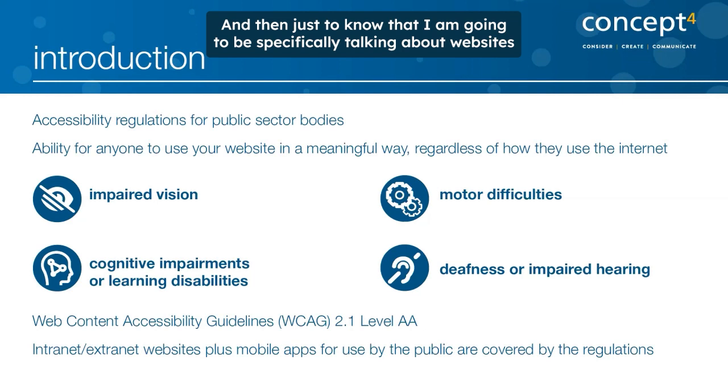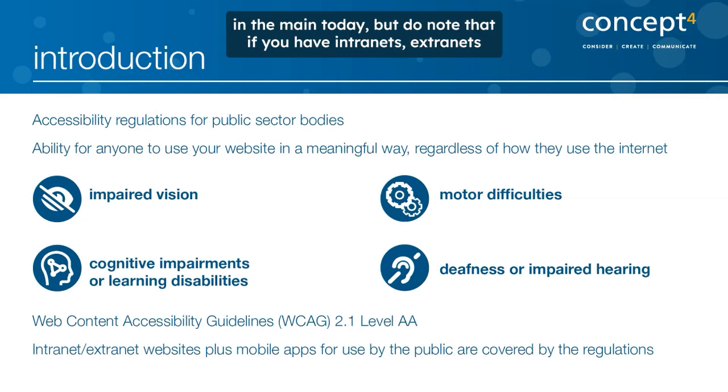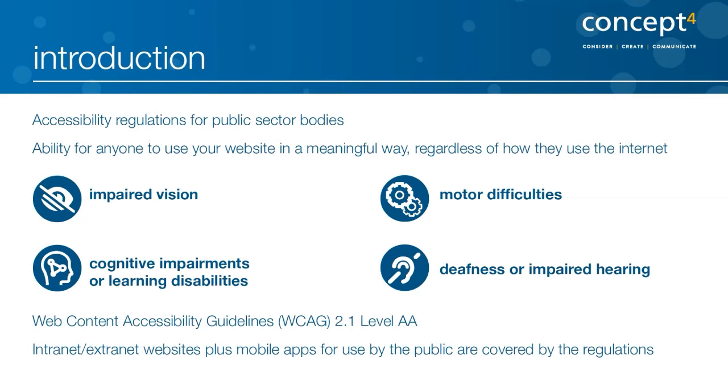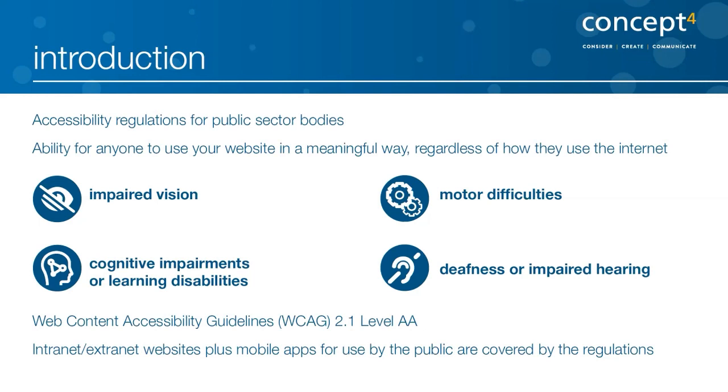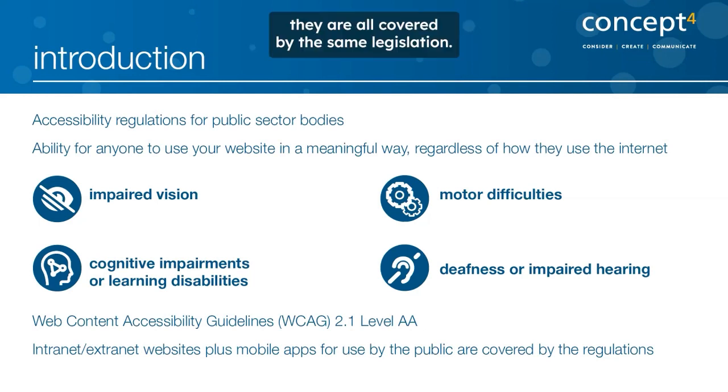And then just to note that I am going to be specifically talking about websites in the main today, but do note that if you have intranets, extranets, websites that feed off your main website or a mobile app, they are all covered by this same legislation.